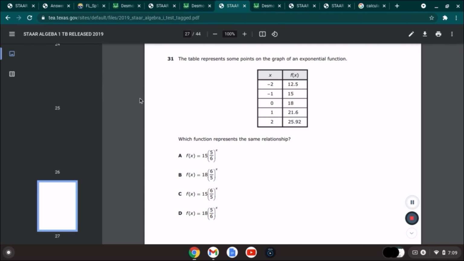Let's move on to the next question. Here we have question number 31. Same test, 2019 Algebra 1 STAAR. Again, link in the description.